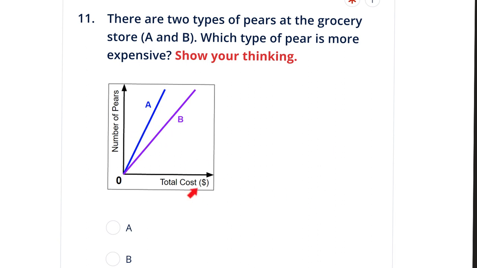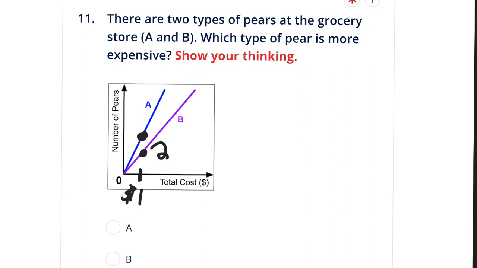Now, what's super important in this question is, how did they label the axes? So on X, they put cost, and on Y, they put the number of pears. A really good strategy is to draw in a number on the X, and a great number to use is 1. So for $1, how many pears do you think you could buy? You got to make this up. I'm going to say maybe 2 pears.